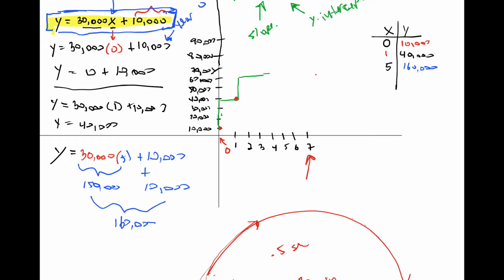I can write this 30,000 as a fraction, and it's 30,000 over 1. So up 30,000. If I went up 30,000 from 10,000, where am I going to be? Let's say I start at 10,000, and then I want to go 30,000 higher. Look at this axis right here. You see how it's at 10,000?